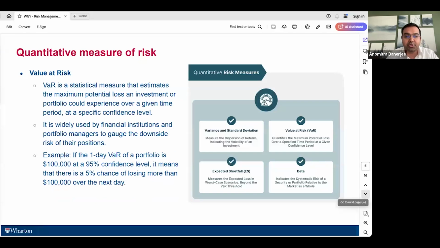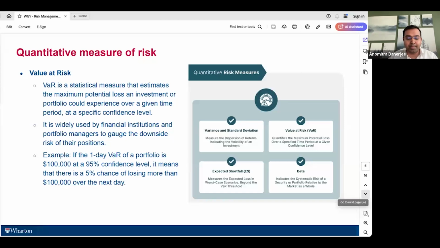And then we have the value at risk, which in the finance world we call VAR. VAR is a statistical measure which estimates the maximum potential loss an investment or portfolio could experience at a given confidence level. Again, this is more of statistics. But to give an example, if the one-day VAR of a portfolio is $100,000 at a 95% confidence level, it means that there's a 5% chance of losing more than $100,000 over the next day, right?